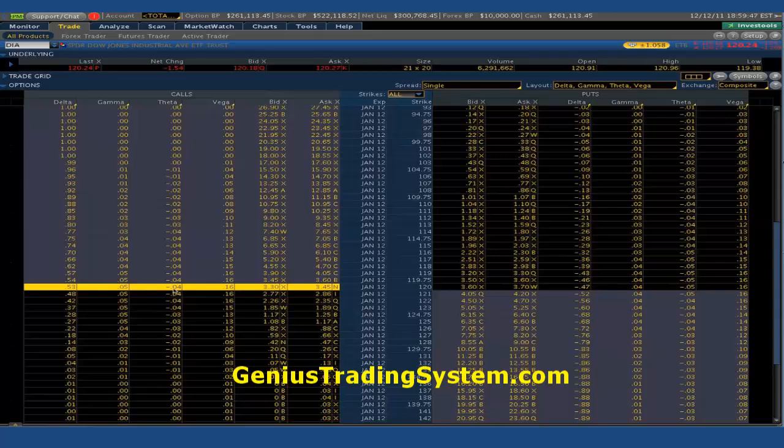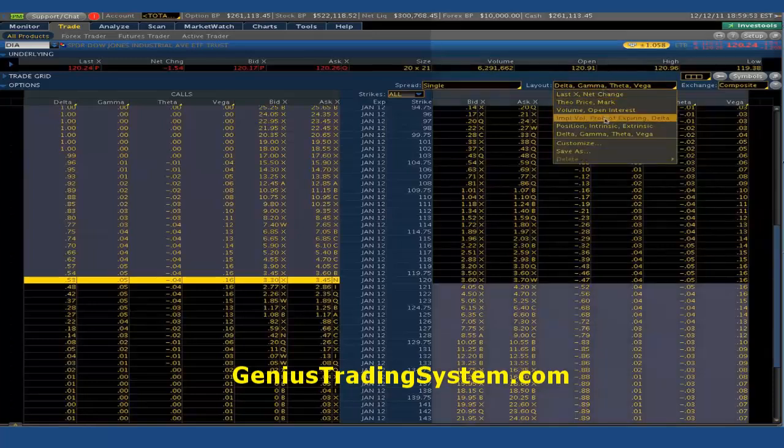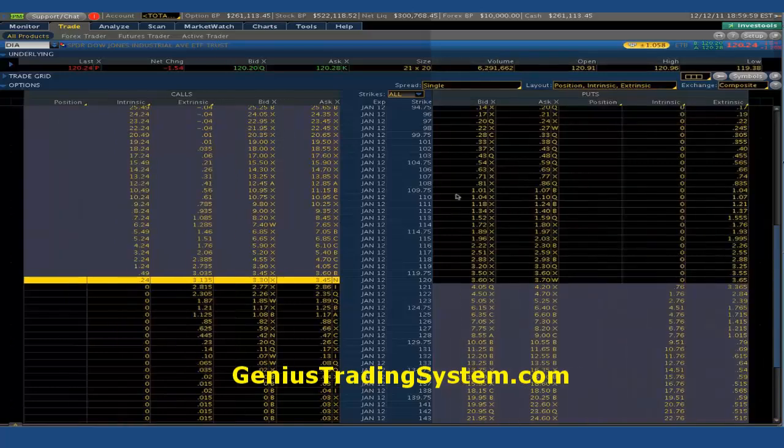So in other words, we talked about time value a little bit early on, and let's go to our layout change and look at the position intrinsic and extrinsic value. Remember, the intrinsic value is the actual value of the strike minus the actual value of the ETF. And then whatever's left over is extrinsic value.